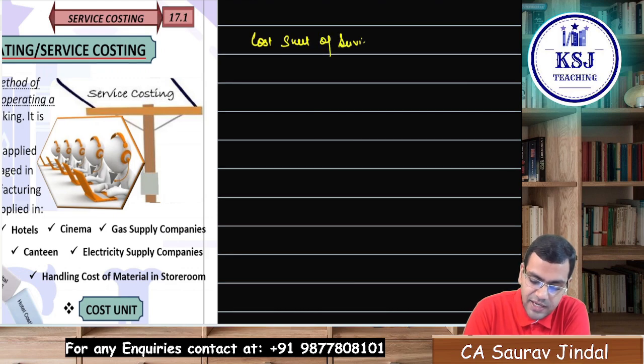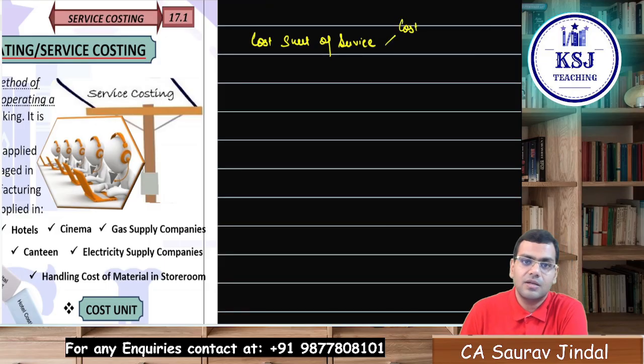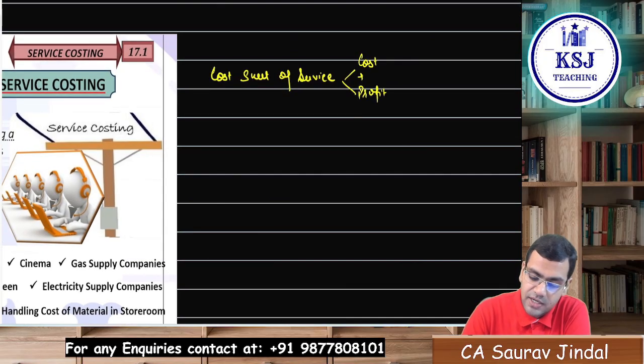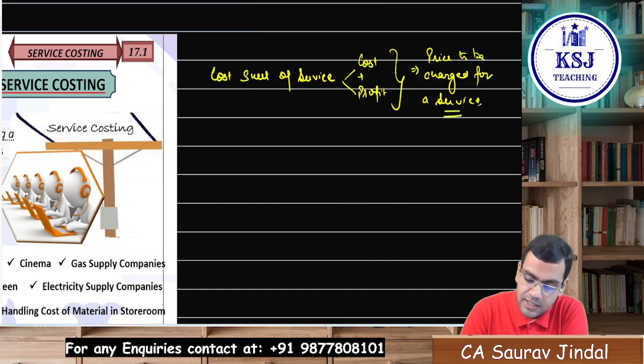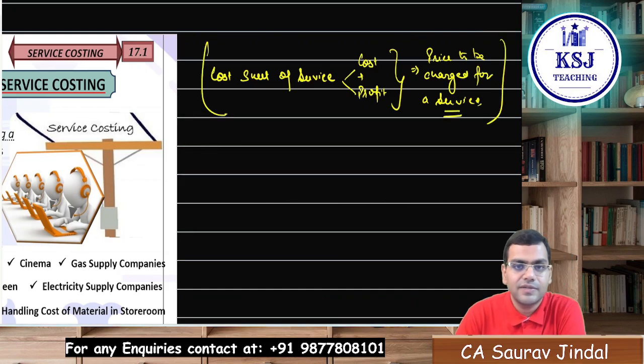So what will we get to know from the cost sheet? From the cost sheet, we'll try to find out the cost that is incurred in the provision of services, plus whatever profit we want to charge. This total will give me what? This total will give me the price to be charged. Price to be charged for a service. Clear? Price to be charged for a service.